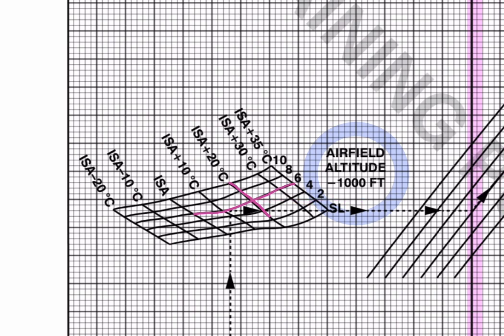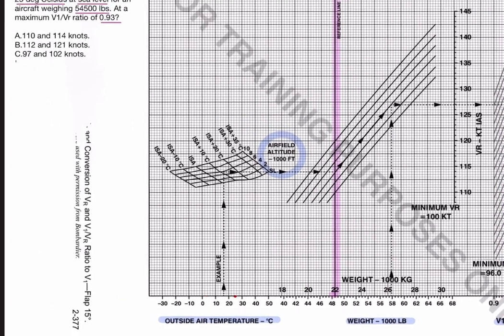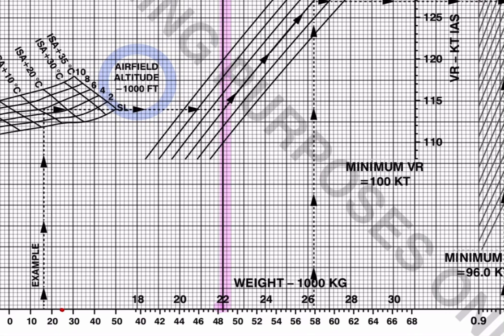We do not have the ISA temperature, though, so we can come up from where we had our 25 degrees Celsius, and we're going to bring that to sea level. So I'm going to bring that line just straight up to sea level. And then I'm going to follow my example by bringing that line over directly to my next reference line.